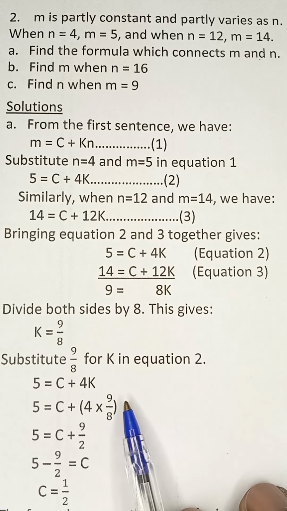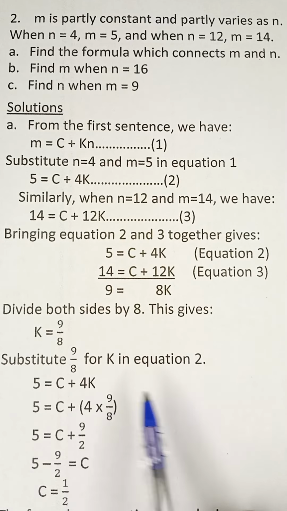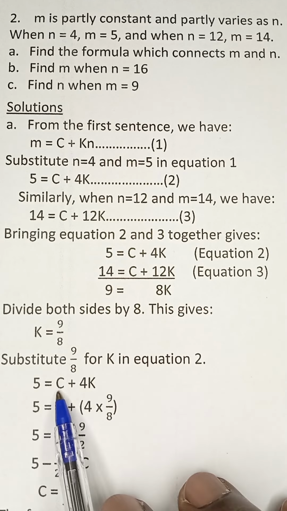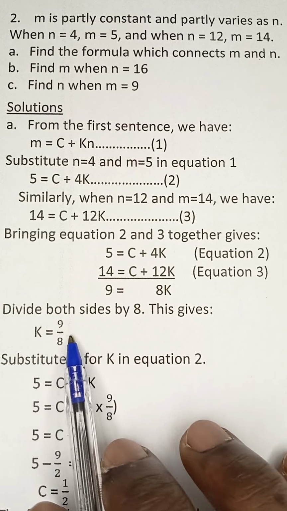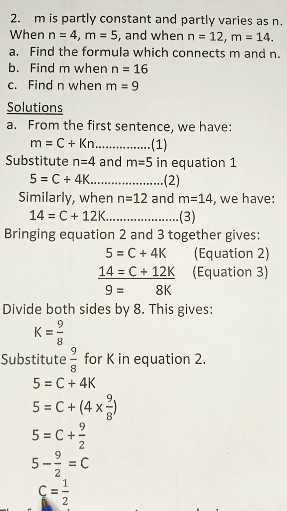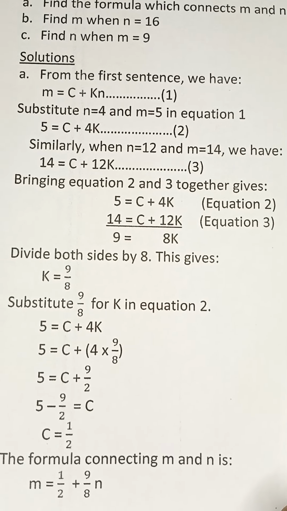Now, we go to equation 2. Anywhere we see k, we are going to introduce 9 over 8 so that we can get the value of c. Don't forget there are two constants. We have gotten k, we have to look for c now. So when we introduce these values, we finally have c is equal to half as the final answer for the second constant.